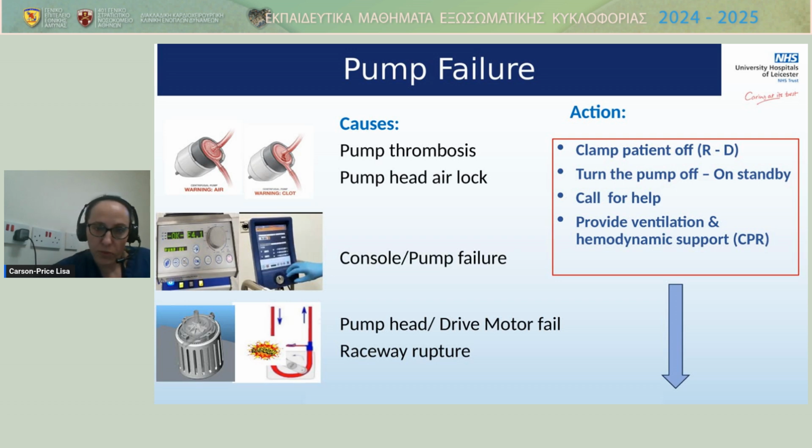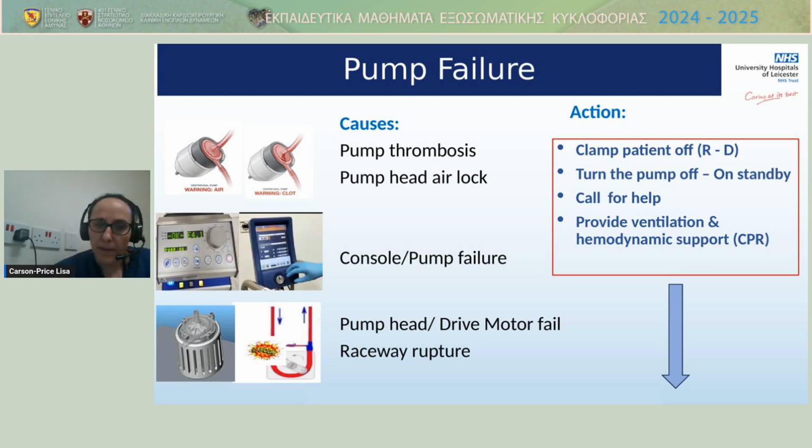Other than that, we have a console or pump failure. Now, this can be just the mechanics of the pump failure, or it can be the internal batteries dying. And I once had an incident where the batteries were affected by extreme weather conditions and the console just died. So it's a very scary process, and how you manage it depends on the hardware you've got. So we'll talk about that on the next slide.